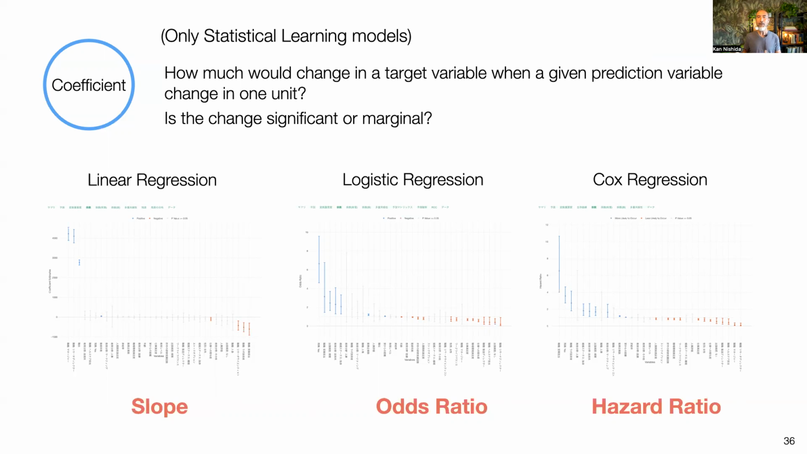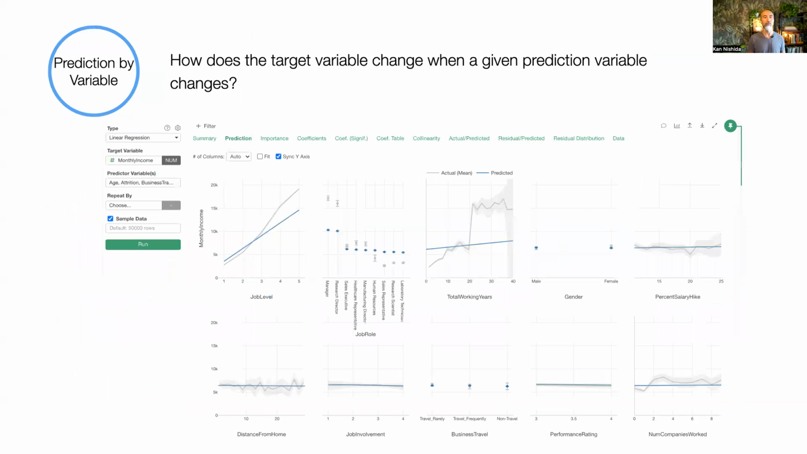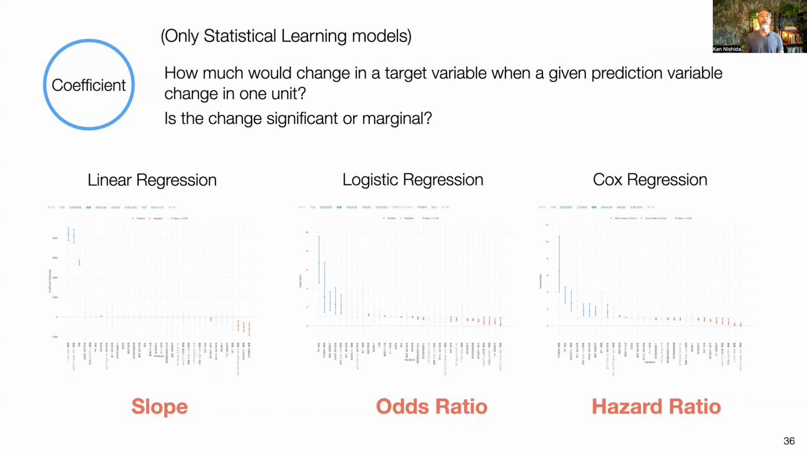But you just said you can find some information like that in this prediction by variable. Yes. So having said that, you don't really need to go to the coefficient to get that particular information, but there's another piece of information called the significance. Significance is about that change I was talking about, the change in the target variable when a given predictor variable changes by one unit. Is that change significant or marginal? Is that something we should pay attention to or not?